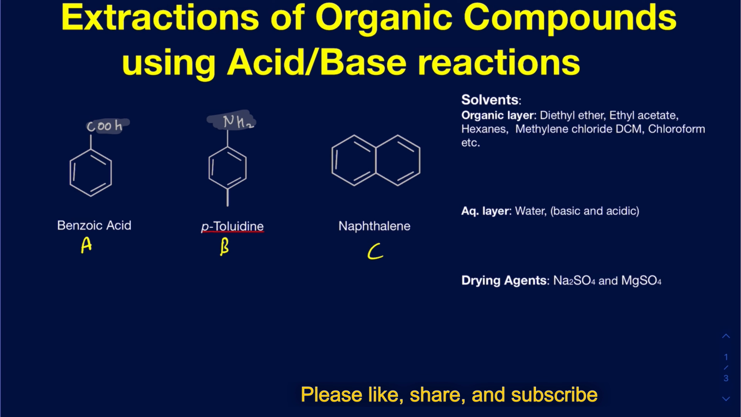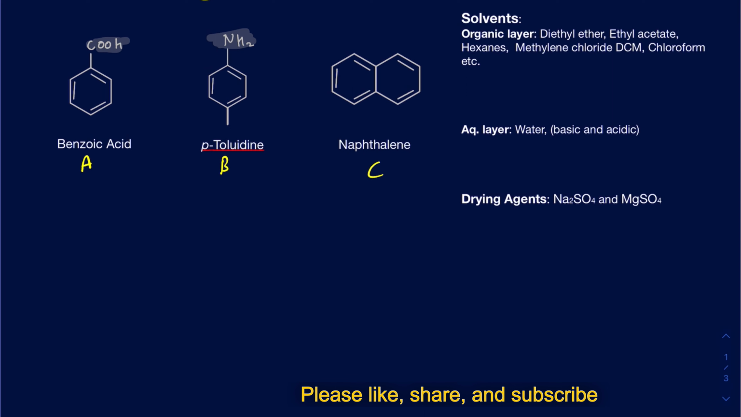However, by playing with acid and base properties, we could make at least two of them dissolve in water. That's what we're going to learn today, how we're going to be doing it. So let's start out with these three compounds. Suppose you have a mixture of those three and I'm trying to dissolve them in water, none of those dissolve. To make sure those dissolve, we can use acidic or basic aqueous layers, or acidic or basic water.